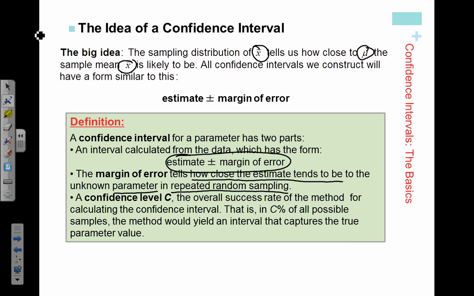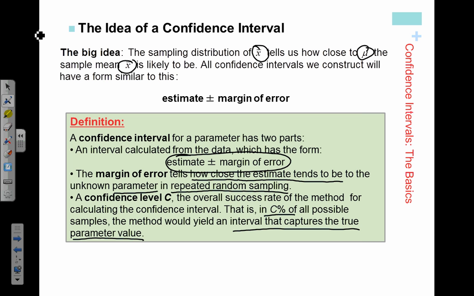Now, a confidence level is the overall success rate of the method for calculating the confidence interval. That is, it gives you a certain percent of all possible samples that will give you an interval that captures the true mean, so the true population mean. Basically, I can say I'm 90% confident, and my confidence level tells me that 90% of the time, I'm going to get the true mean in my interval. So if I knew what the true mean is for the population, I know that 90% of the time, I will capture that true mean.